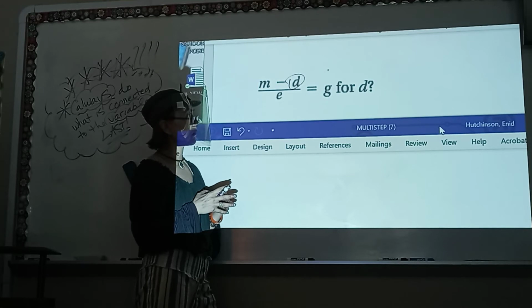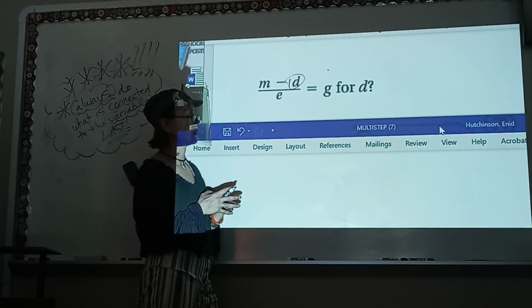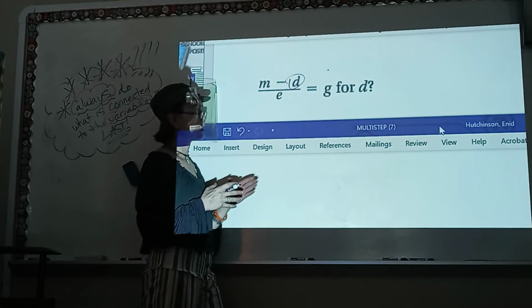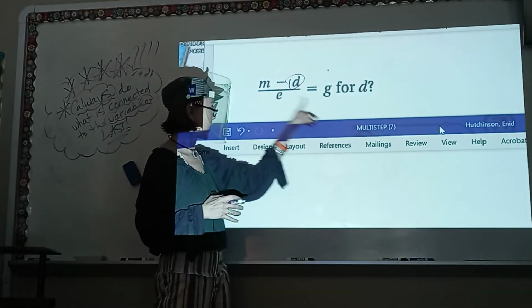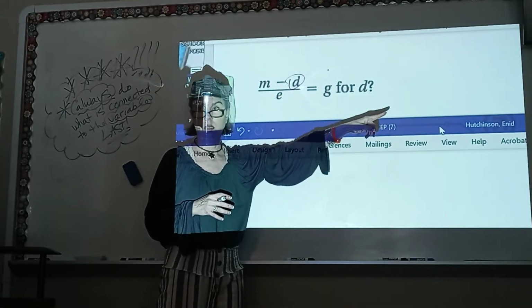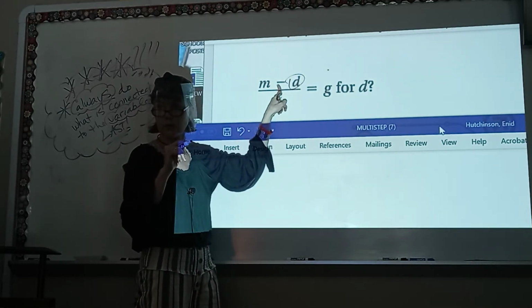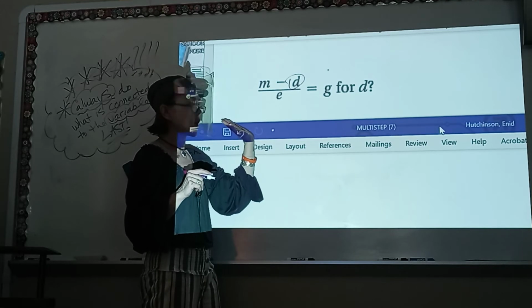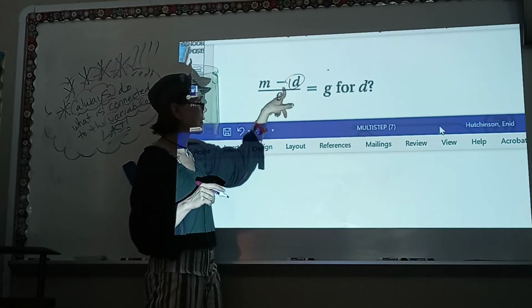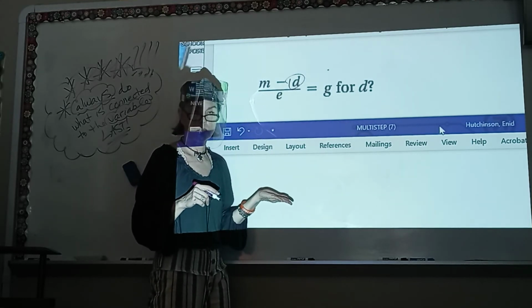So what do we have to do, people? We have to move this E to the other side. We have to move this M to the other side. We also have a negative symbol here. Are you writing this down? So we have to move the E, the M, and this. We have to deal with that negative symbol, right?